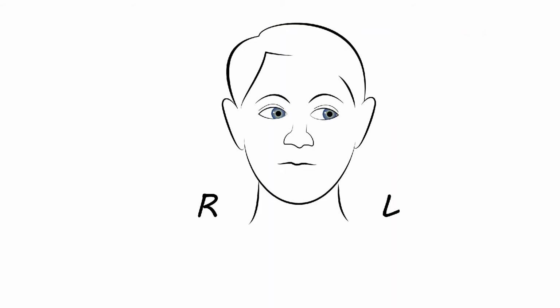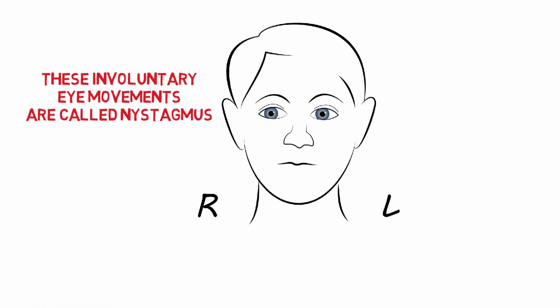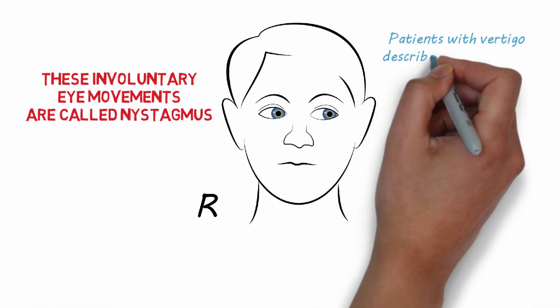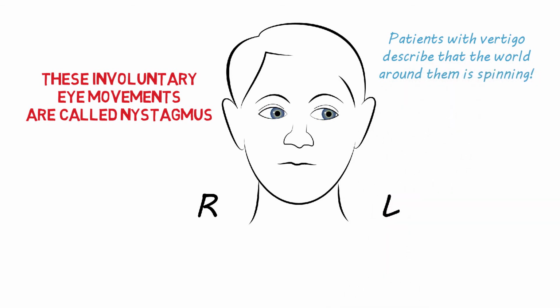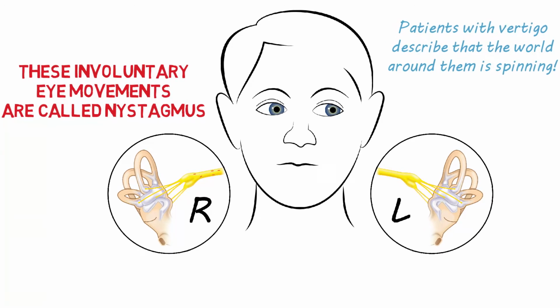The eyes will slowly turn to the left, and then rapidly turn to the right. Slow to the left, fast to the right. These involuntary eye movements are called nystagmus. Patients with vertigo describe that the world around them is spinning. This is caused by nystagmus of their eyes that is directly related to a unilateral problem with overfiring of the neurons attached to the semicircular canals on one side of the head.